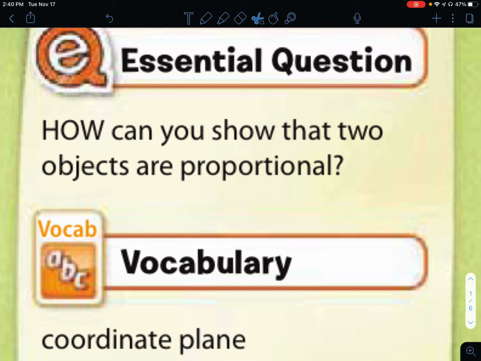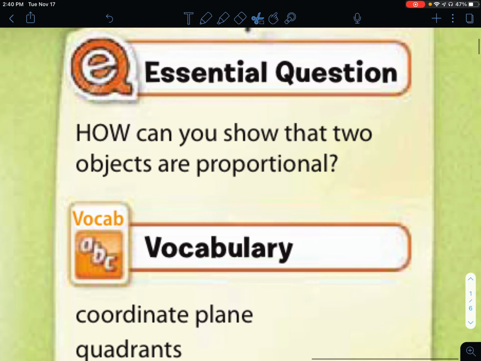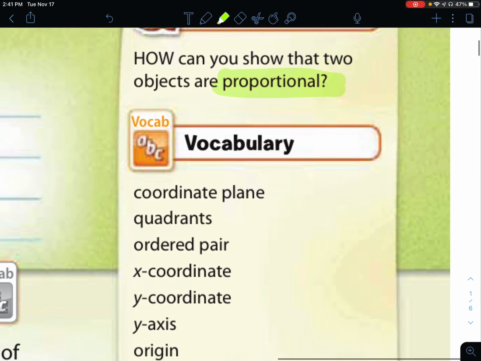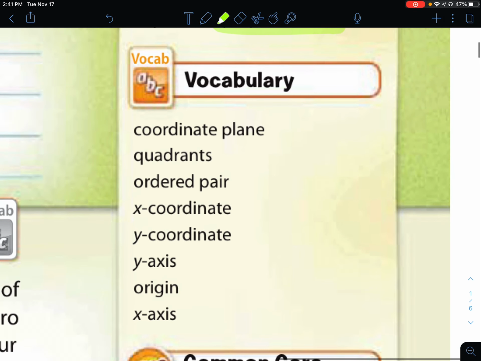So far we have determined that two objects are proportional if they have a constant ratio or a constant unit rate. We will be using that definition in this lesson to understand how to graph proportional relationships. So we know what proportional means: having a constant ratio or a unit rate. And in this lesson, we are going to talk about these terms: a coordinate plane, quadrants, ordered pair, x coordinate, y coordinate, y axis, the origin, and the x axis.